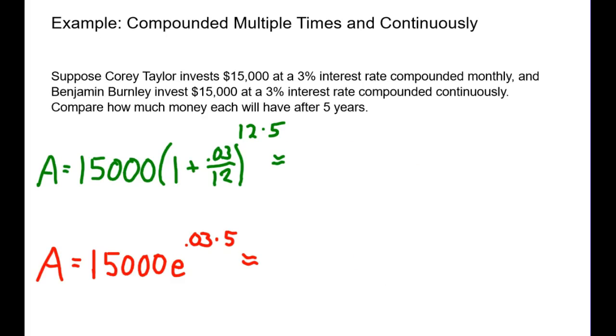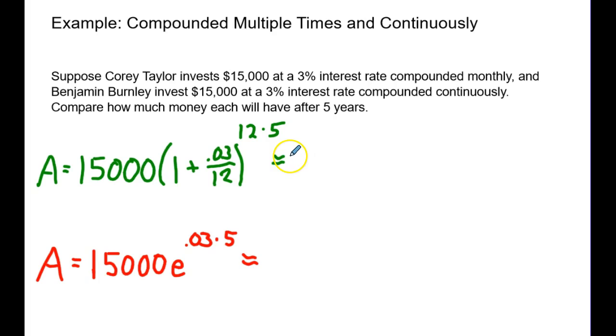Example 2, we're going to compare compounded multiple times per year and compounded continuously. Suppose Corey Taylor invests $15,000 at a 3% interest rate compounded monthly, and Benjamin Burnley invests $15,000 at a 3% interest rate compounded continuously. We want to compare how much each of them is going to have in their account after 5 years. So again, you would just plug these into your calculators to get those approximations.